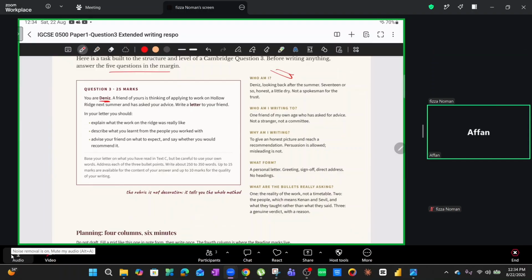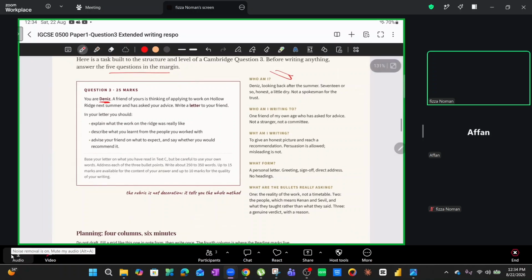A friend of yours is thinking of applying to work on Hollow Ridge next summer and has asked your advice. Write a letter to your friend. In your letter, you should explain what the work on the ridge was really like. Second, describe what you learned from the people you worked with. Third, advise your friend on what to expect and say whether you would recommend it.